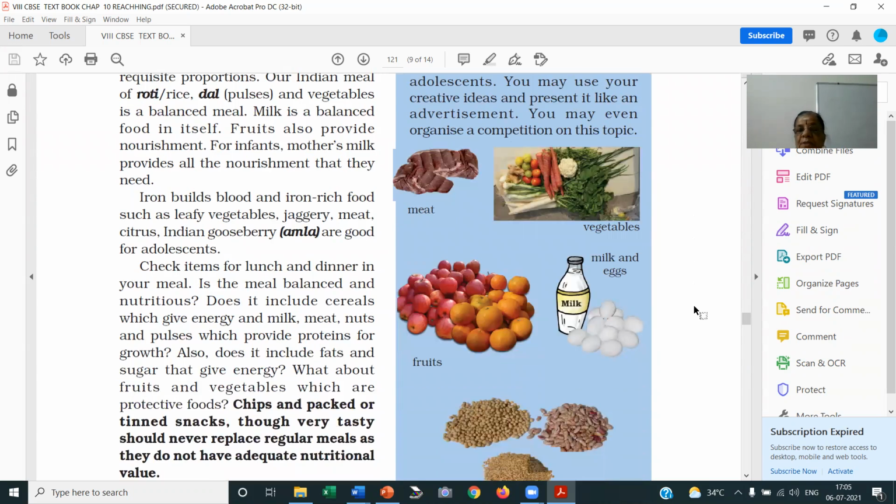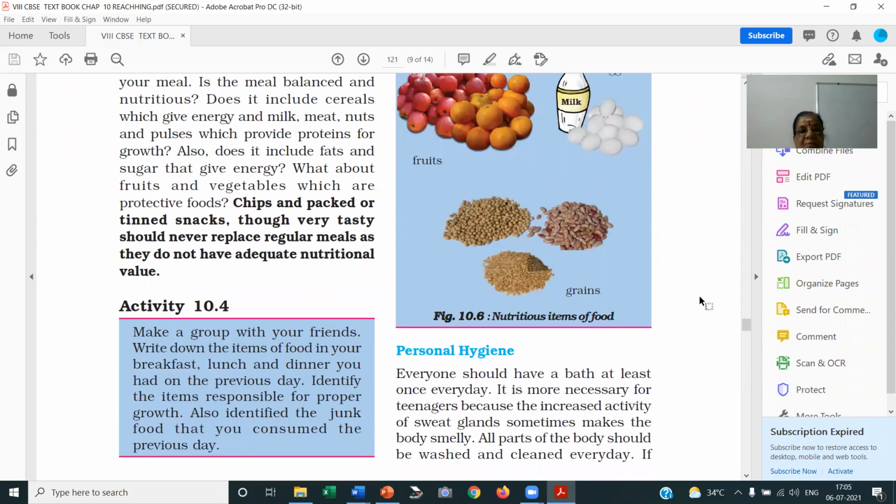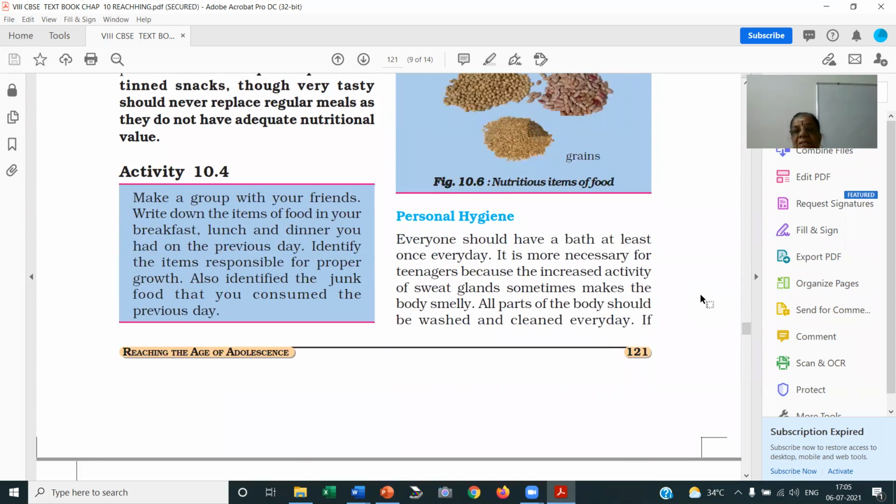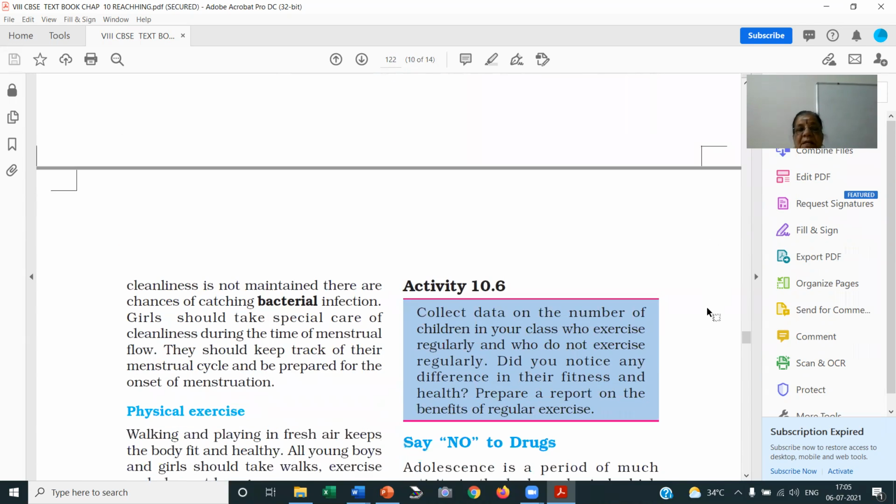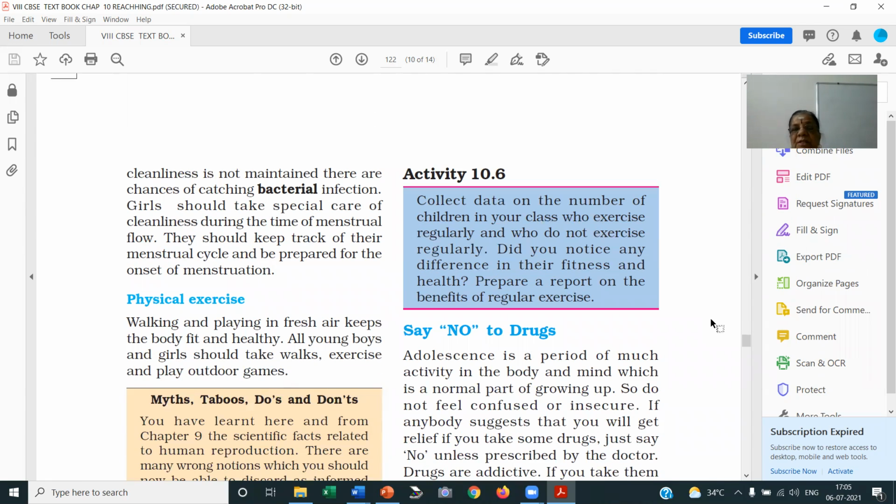Go through the general topic for balanced diet. And for personal hygiene, you should keep your body clean. Cleanliness is important, and it is more necessary for teenagers because increased activity of sweat glands sometimes makes the body give bad odor. So all the parts of the body should be washed and cleaned every day, and it will avoid bacterial infection. Especially girls during their menstrual period should keep the body clean and hygienic. I hope you follow. And normal physical walking is a general way to have a good physique.